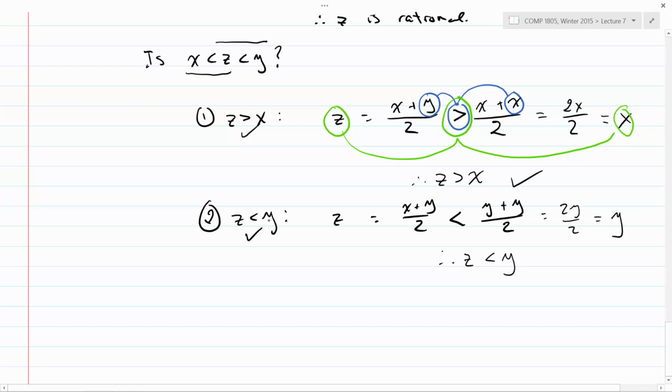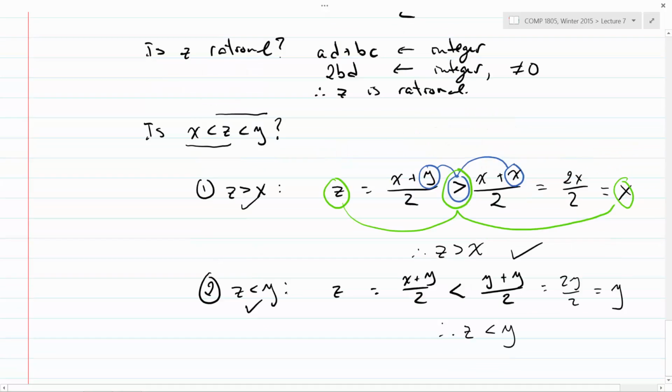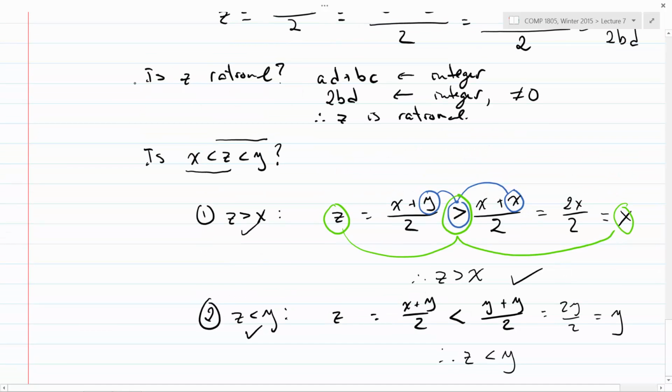And I've proved that there's a rational number, and I know it's rational because of this, and that it's between x and y, and I know that because of all of this. Questions about this proof?